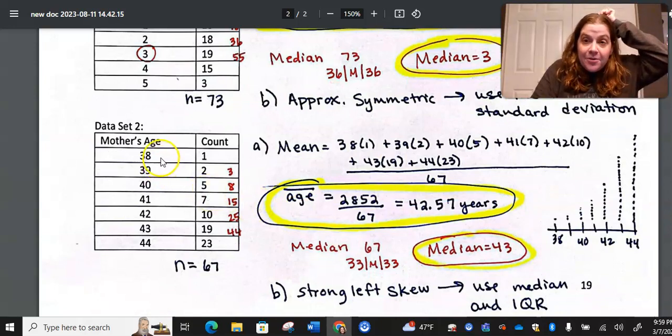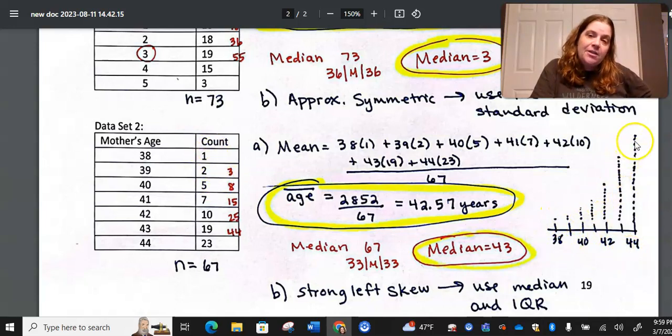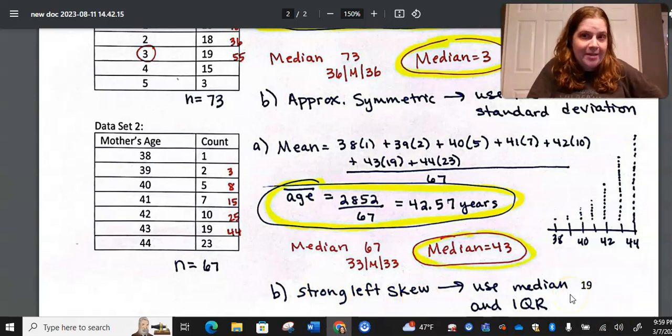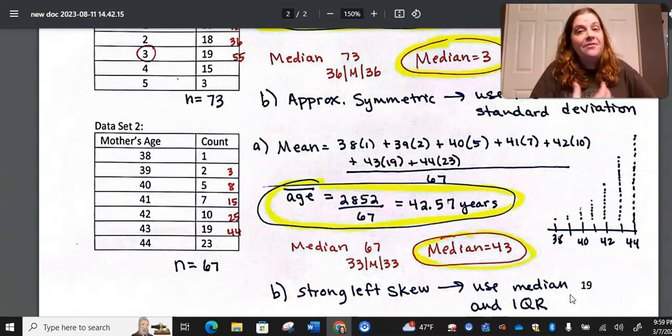Now, in this next example, same thing, but a little bit different. So I've got the mother's age, which goes from 38 to 44. I've got that little picture over to the side. And then I've got 1 of those and 2 of those and 5 of those, etc. So if we sketch this guy, we end up with this really heavy left skew. So one thing I know is that since there's a strong left skew, the median would be a more appropriate measure to report as the measure of center. And the IQR would be my measure of spread. Because if I have a skewed distribution, I would expect that the median is a better representation there.